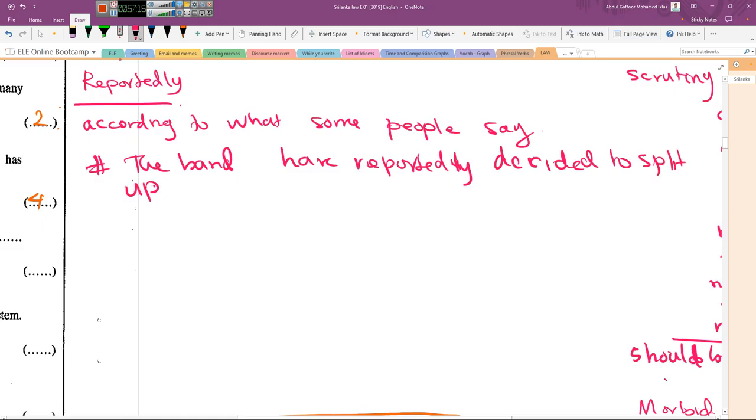Okay, so you don't exactly know whether the band is going to split up or not, but according to what you heard from what people said, you are telling the statement that the band, the music band or whatever the band is, is going to split up, right? So they are going to dissolve the band, right? Okay.